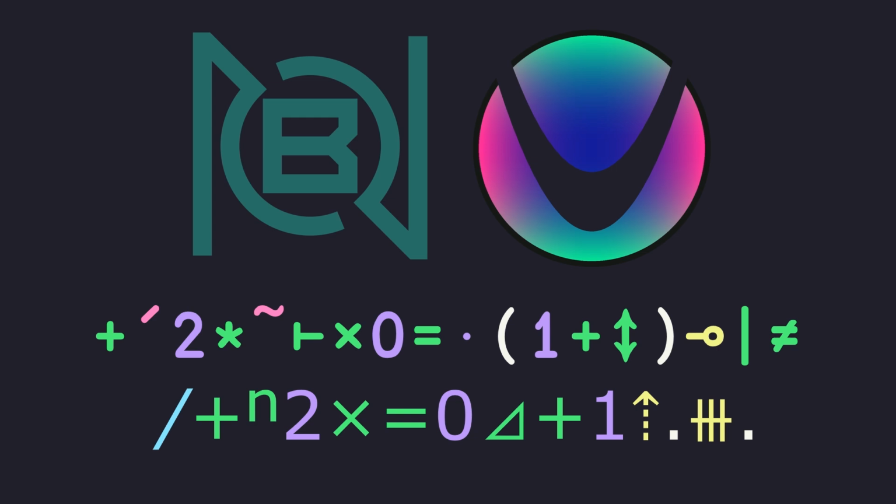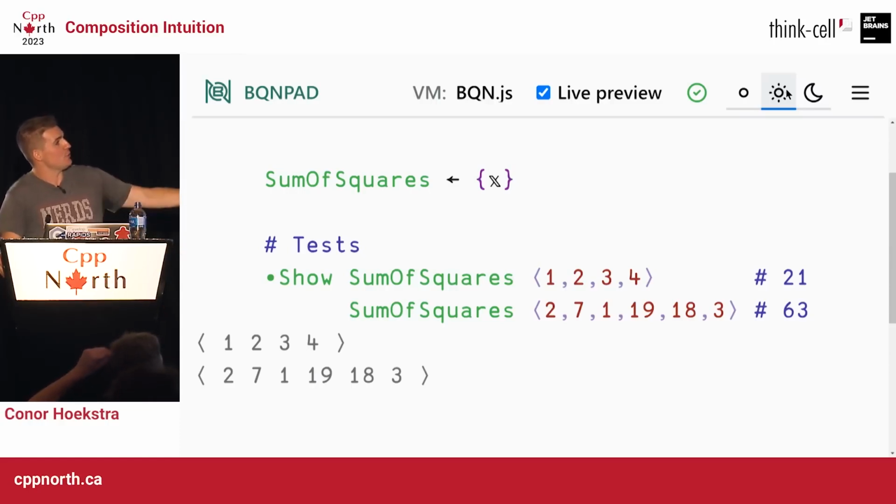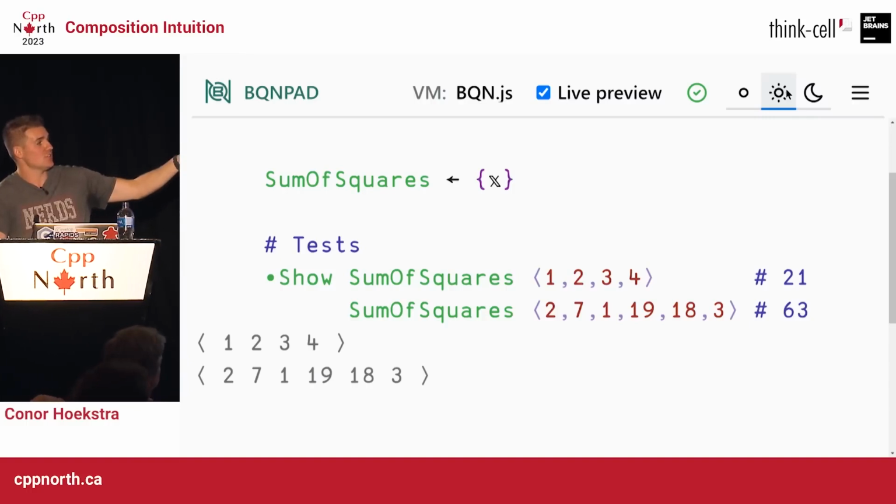Live coding in BQN at CPP North 2023. This is just the identity function right now, sum of squares. X is basically our omega in APL, so this is BQN. And the idea of the problem is, you can see we've got two test cases, and these are going to live update as I code. And the answer to the first one is 21. The answer to the second one is 63.